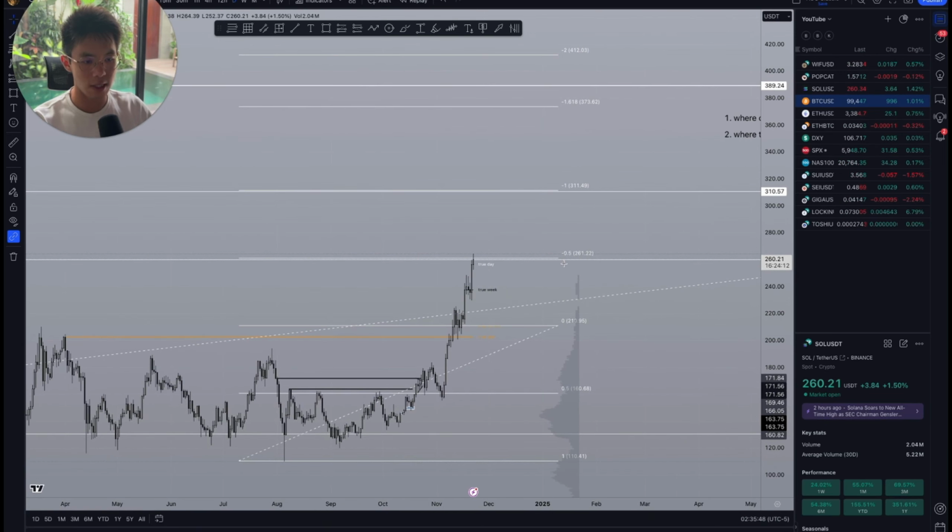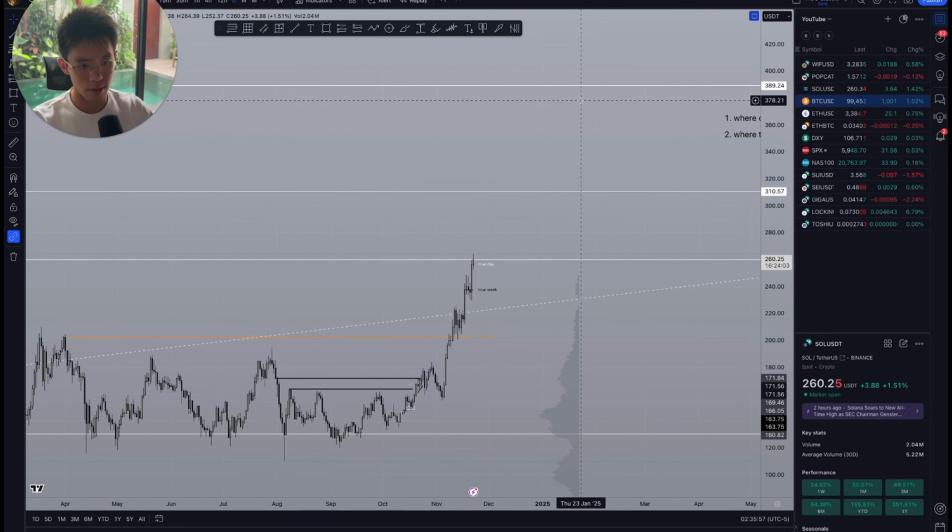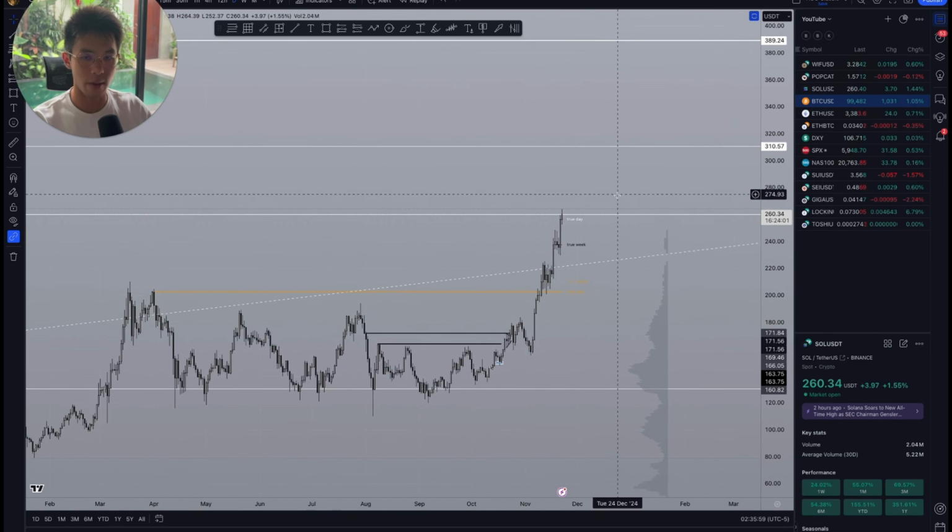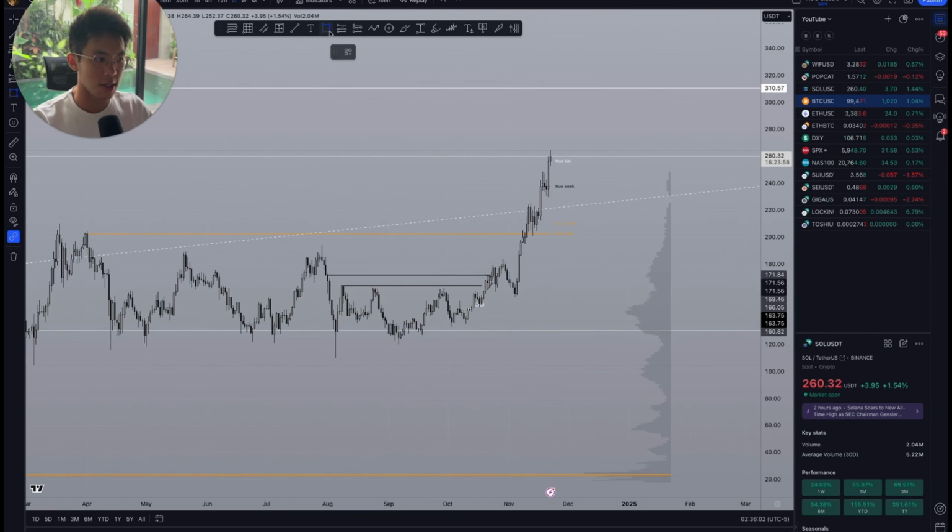So, ladies and gentlemen, these are going to be your three levels. It's not a bad time to take some profit here, but Solana continues to run. That's going to be 311 and 370. These are going to be short-term levels that if price hits, it's not a bad idea to take some profit, because chances are that it's going to go through a dip is pretty likely.